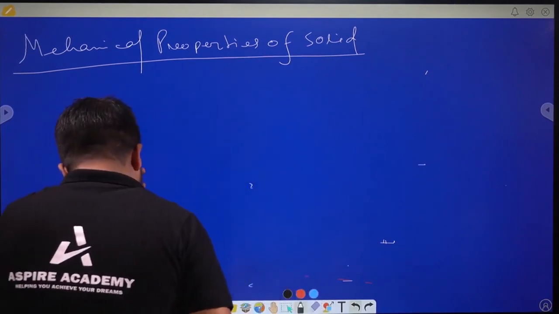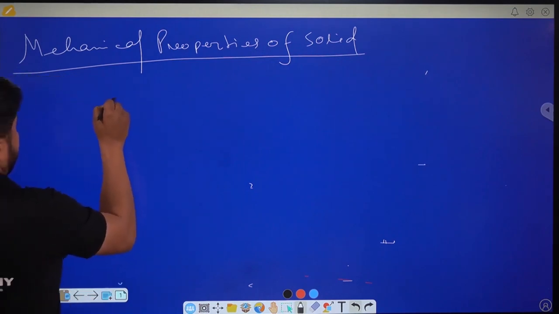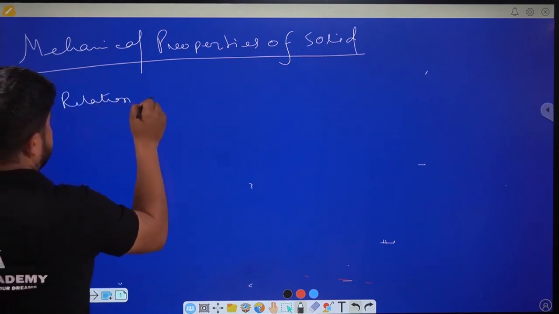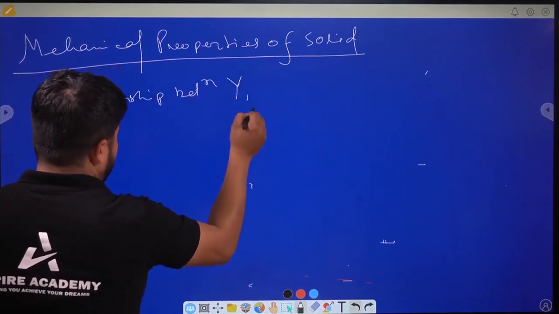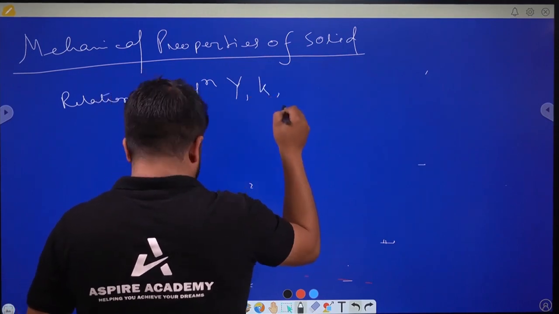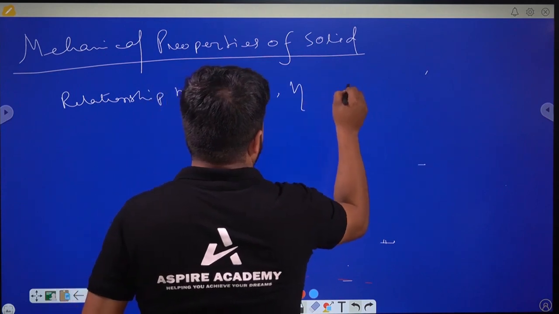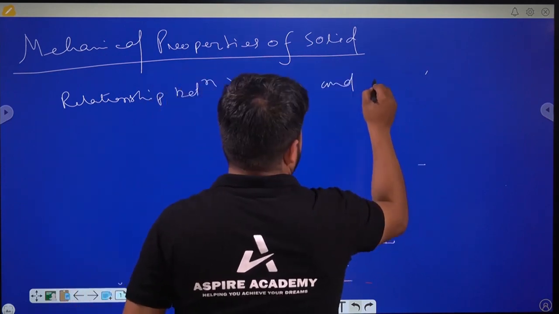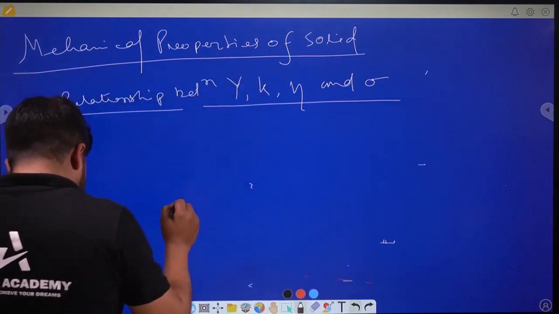Now some important relationships for numericals between Y, Young's modulus, kappa, bulk modulus, eta, modulus of rigidity, and sigma, Poisson's ratio. These are very, very important for your numerical problems.